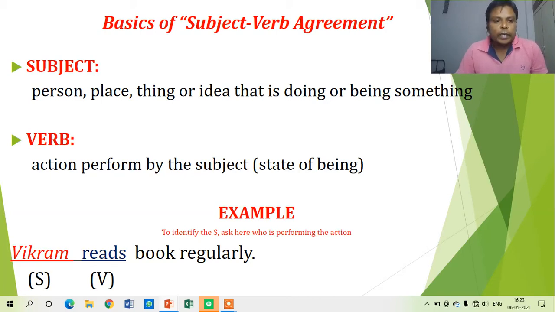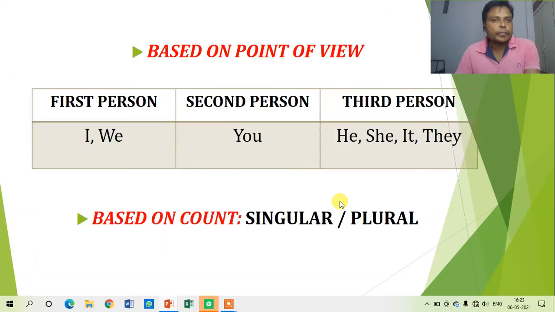In this sentence, Vikram reads book regularly, we come to know that Vikram is reading the book. So reading is the activity, so read becomes the verb. Here reads becomes the verb. So in this sentence we have identified Vikram as the subject and reads as the verb. Thus we can identify subject and verb.